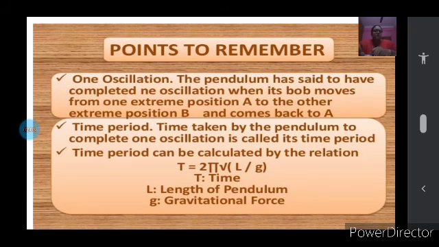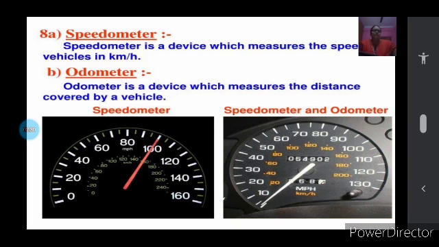Now, the pendulum is said to have completed one oscillation when its bob moves from one extreme position A to the other extreme position B, and again comes back to A. So you can remember it as A, B, A. So it will be easy for you to find out. The time taken by the pendulum to complete one oscillation is called its time period. All this calculating you will be learning about pi and all when you go to the higher classes, children.